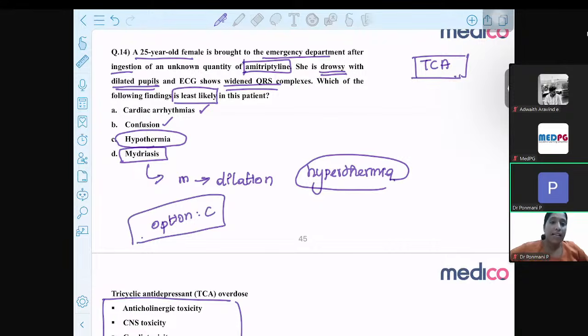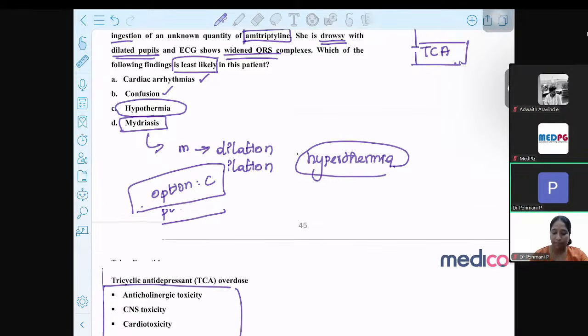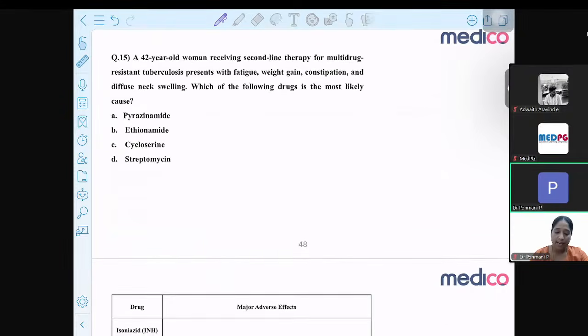Okay, so this is about the TCA and its receptor blockade. Now moving to the next question.